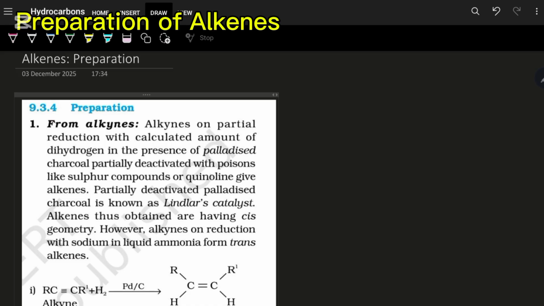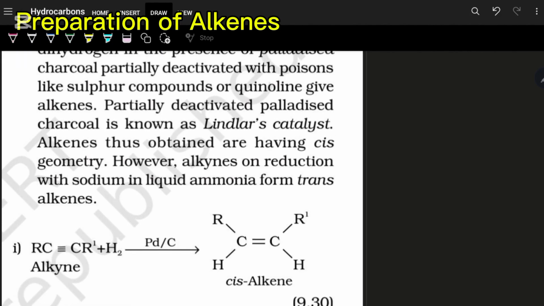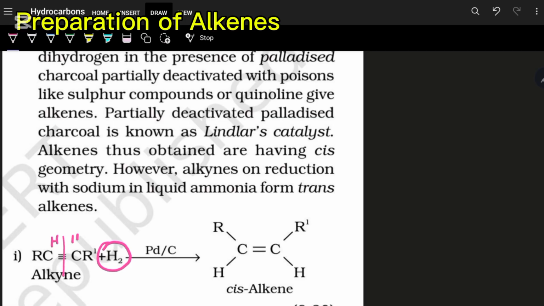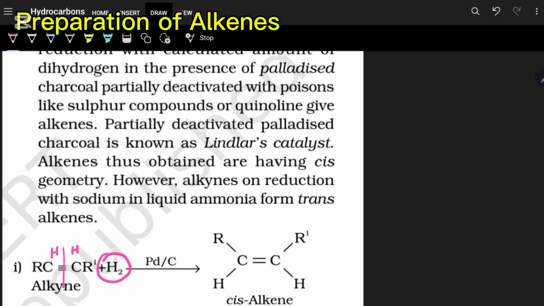From alkynes we can obtain alkenes. How can we obtain them? By the method of hydrogenation, that is, addition of hydrogen. Here we can see hydrogen is getting added, but if we add 1 mole of H2, then we are going to get RCH=CHR'. Now this is a controlled reduction. This is known as controlled reduction.